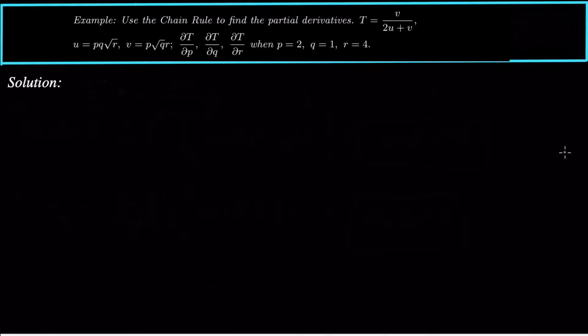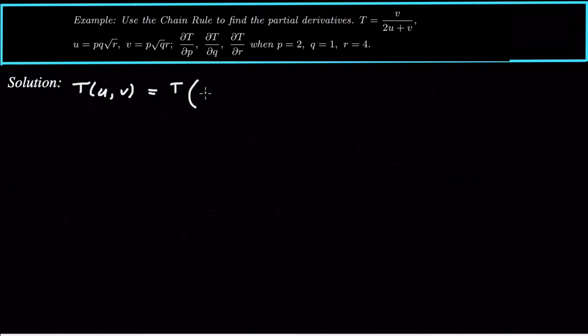Hey guys, what's up? Today we're looking at finding the partial derivative of a function using the multivariable chain rule. So what we want to do first is try to figure out how these compositions are really working here. t is a function of u and v, but u and v are functions of p, q, and r. So ultimately t is a function of u and v, but it's really a function of p, q, and r because u and v are functions of p, q, and r themselves.